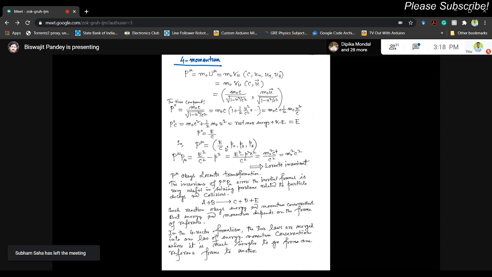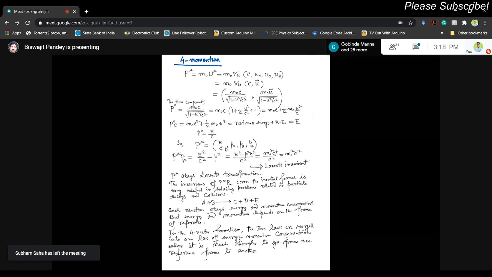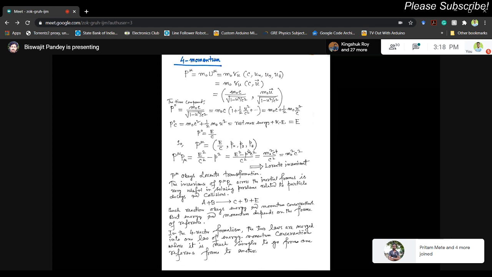And in a very similar way, if you calculate the length of the 4 momentum vector, you have to calculate the scalar product of P mu, which is nothing but E square by c square minus P square, which is E square minus P square c square, divided by c square. This you must have learned in relativity; it is m0 square c to the power 4 divided by c square in the denominator. So one c square gets cancelled, and what you get is m0 square c square.